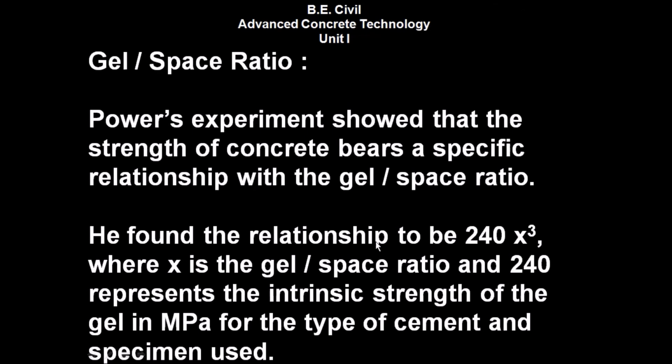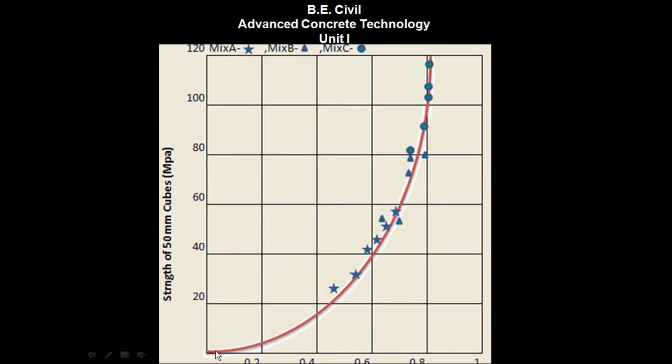He found the relationship to be 240 x cubed, where x is the gel space ratio and 240 represents the intrinsic strength of the gel in MPa, megapascal or Newton per millimeter square, for the type of the cement and the specimen used. So here we can see the graph showing the strength of 50 millimeter cube, and here the x-axis is gel space ratio. As the gel space ratio is increasing from 0.2, 0.4, 0.6, 0.8, the strength is increasing.